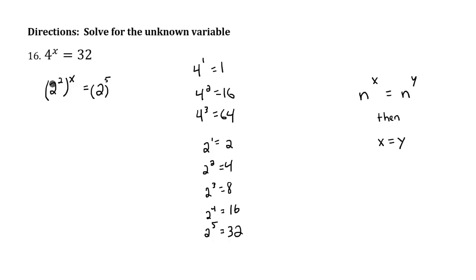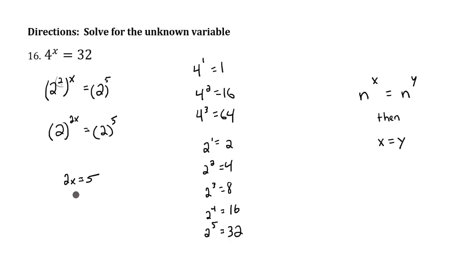So I'm going to clean this up. I'm going to write it so we have one exponent. So when we have an exponent to another exponent, we multiply. So all I'm going to do is write 2, and then 2 times x is 2x. And that's going to equal 2 to the fifth power. Now our bases are the same, so we could ignore those and we can just do 2x equals 5. So I'm going to write 2x equals 5, and I'm going to solve that.